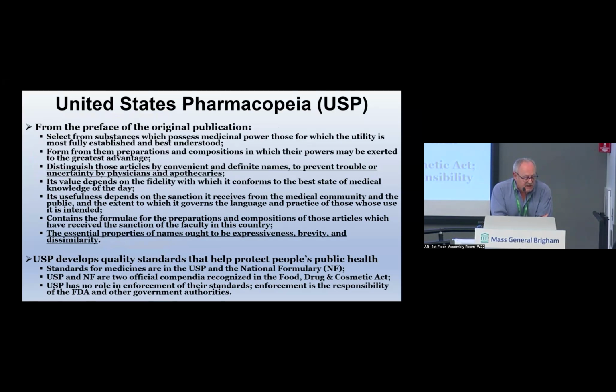In order to achieve these objectives, USP has created a robust naming process that is the responsibility of its nomenclature and labeling expert committee. USP standards are found in the US Pharmacopoeia as well as the National Formulary. These official compendia are recognized in the Food, Drug, and Cosmetic Act, and while compliance with the standards is mandatory, USP has no role in enforcing these standards. That falls to the FDA and other government authorities.